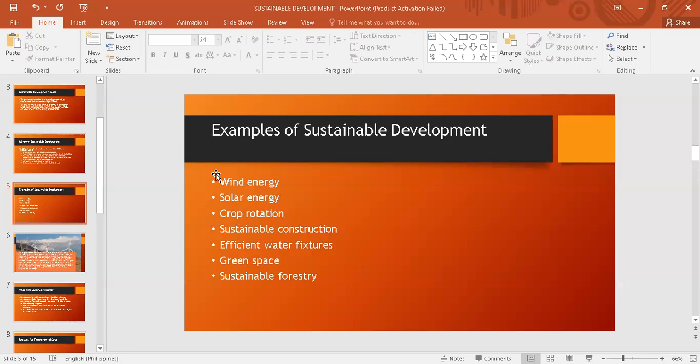Usually, for example here in Pangasinan, the San Roque Dam, okay? Efficient water fixtures, kung saan nagkakaroon ng mga irrigations na susuplayan ng tubig yung mga farmlands and others na nangangailangan ng water supply. Green space. Ano naman po ang green space?